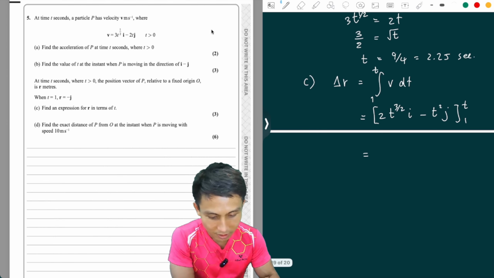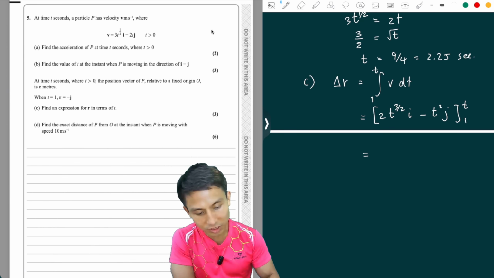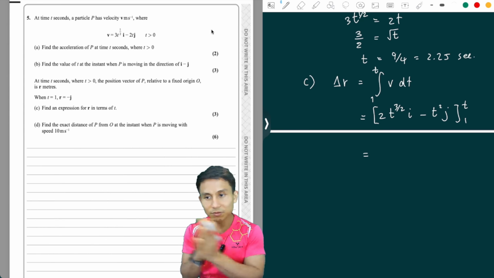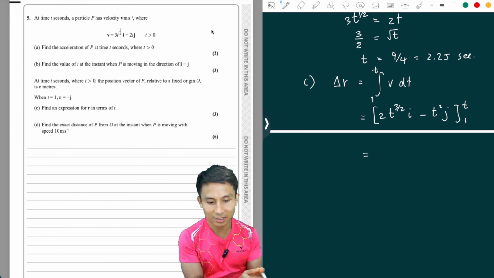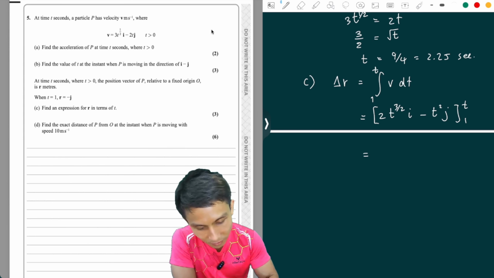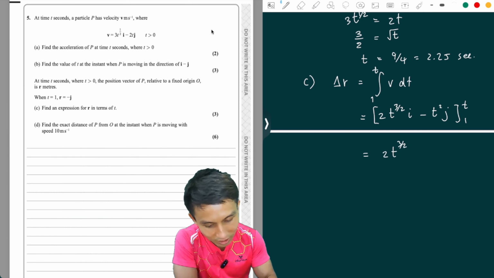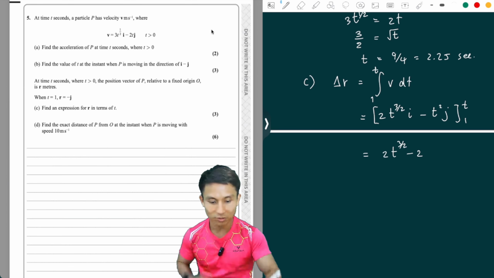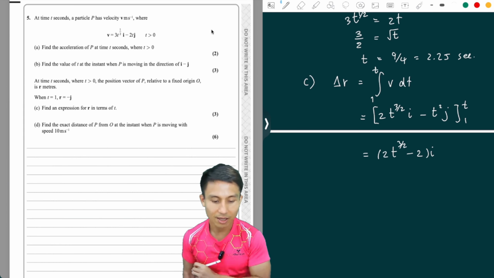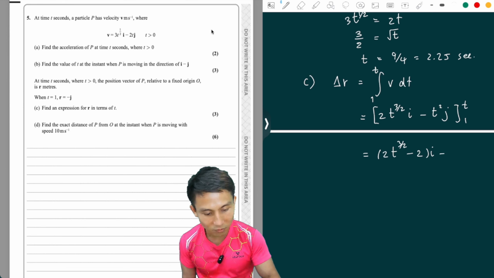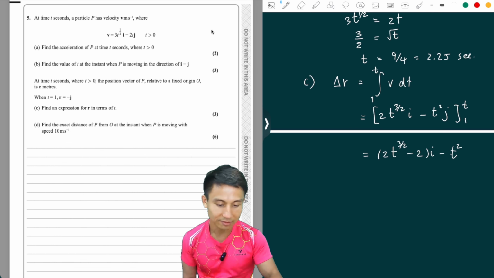So if we find the change in displacement from time 1 to time t, it's just 2t to the power of 3 over 2. And if we sub in 1 directly to the i component, we get minus 2. Just do each component separately. Subbing in 1, you get minus 2 there. And for the j component, we get t squared here, so it's minus t squared.